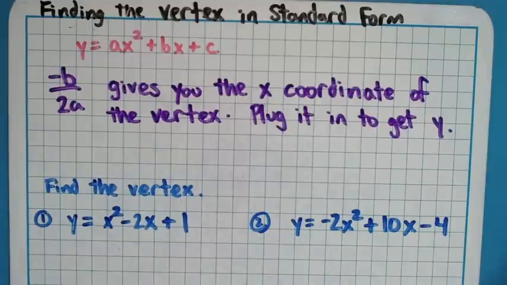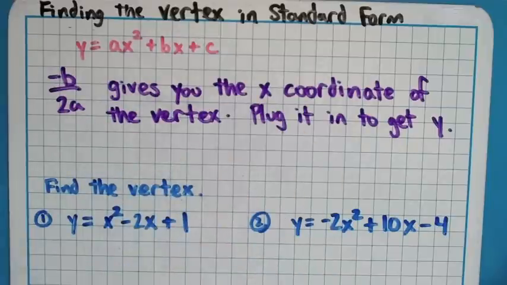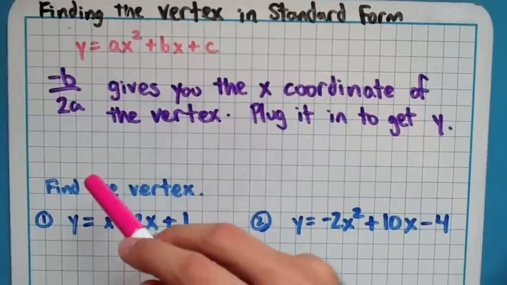Now in this video, I'm going to talk about how you find the vertex of the parabola in standard form. If you don't know where the vertex goes, you're not going to be able to make the graph because you won't know where to start it. So in purple here, I have written a little mini formula, negative b over 2a. Also, sometimes you'll hear opposite b over 2a. This little formula gives you the x coordinate of your vertex.